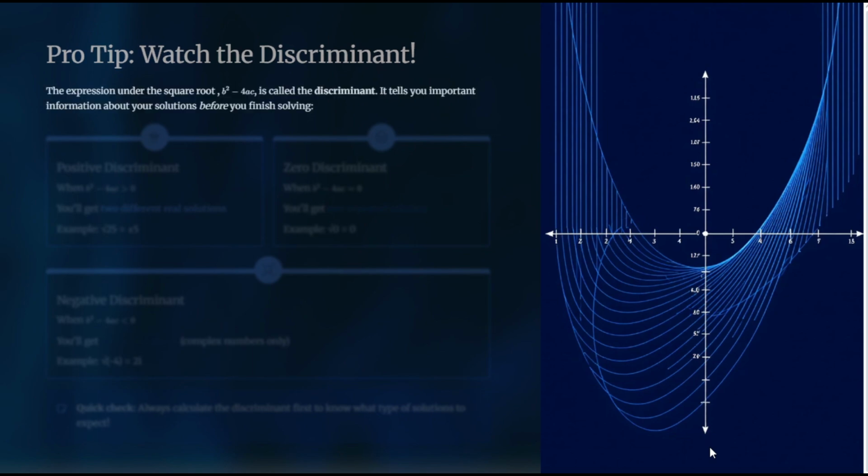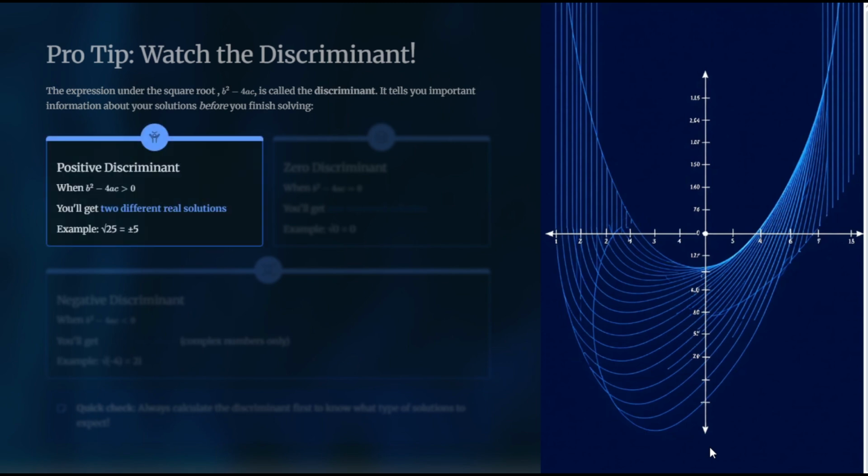Now here's a pro tip. The expression under the square root, that is b squared minus 4ac, is what we call the discriminant. It tells you some important information even before you finish solving. If the discriminant is positive, that is if b squared minus 4ac is greater than 0, then you know that you'll get two different real solutions. If the discriminant is equal to 0, then you'll only get one repeated solution, because when you have the plus or minus 0, there won't be anything added or subtracted.